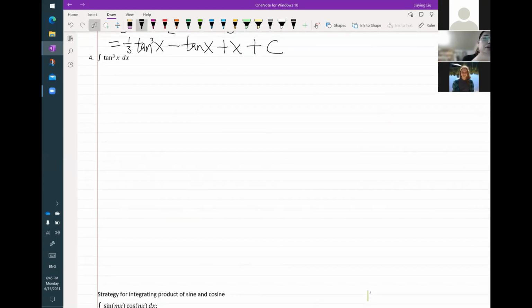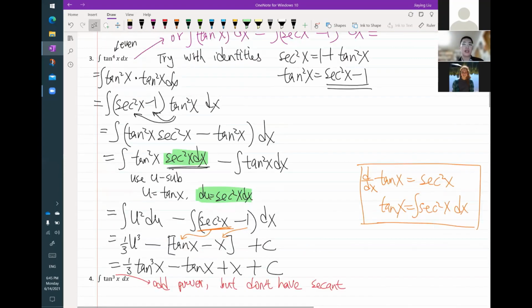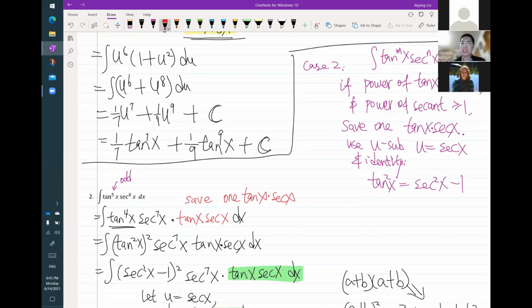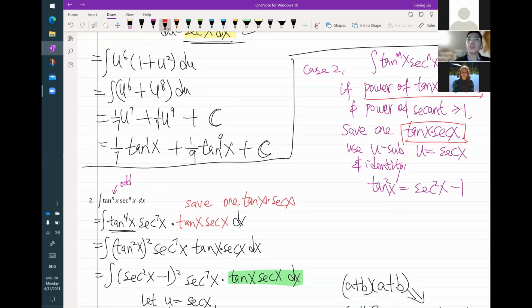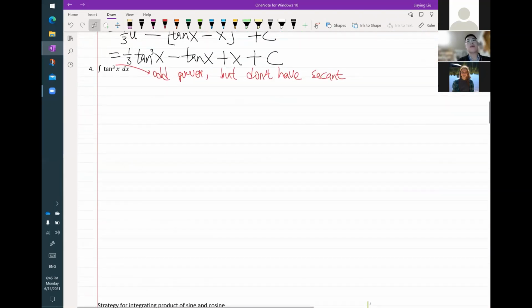All right, the next example I have is about tangent cubed. So here tangent is odd, but we don't have a secant term. So the good thing is that the power is odd, but we don't have secant. If you recall earlier, we said if the power of tangent is odd, we're supposed to save a tangent x secant x, put it aside to make it easy, right? That's for the power of tangent is odd. But here, the power of tangent is odd, but we don't have a secant, so we couldn't put away a tangent times secant without complicating the integration.